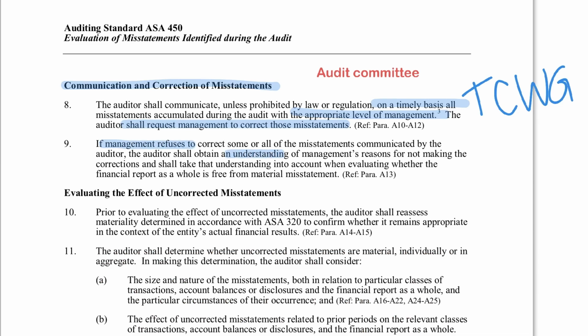I need to understand why they don't want to make the correction, and then that's going to affect the decision on my financial report. And that's where I'll probably need to flick over to ASA 705, which is where I talk about my modified audit opinions, which is where typically management will refuse to make a change. And I've got usually two options. I could go with a qualified, or I could go with an adverse opinion, depending on the severity of the situation.